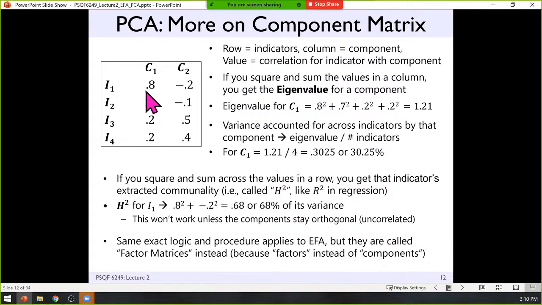If you go across the rows, you get to what ends up being the variable's communality. How much of it is being represented by the component solution? So for instance, for the first indicator, if I have this loading squared plus the next loading squared, I get to 0.68. So out of that first indicator's total variance, which is 1, the two components have captured 68% of it. And I can do the same thing for each row.